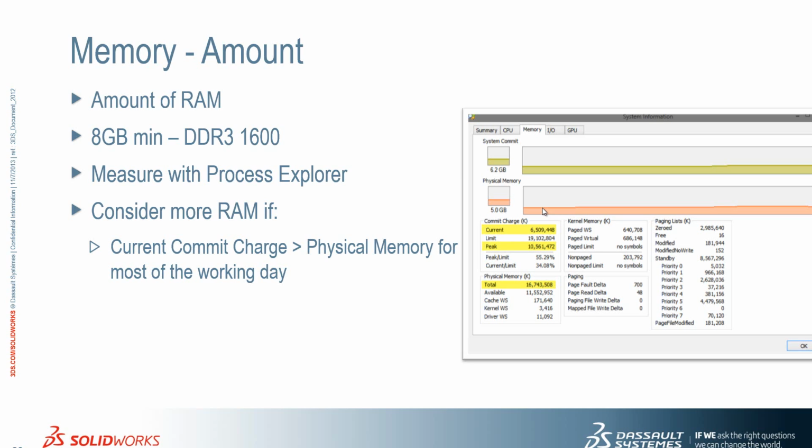Normally you have a current usage and then a peak, and then obviously a limit would be how much RAM you've got in total. So if your current usage is getting very close to the maximum or total amount of memory that you've got, you know you're getting into trouble.